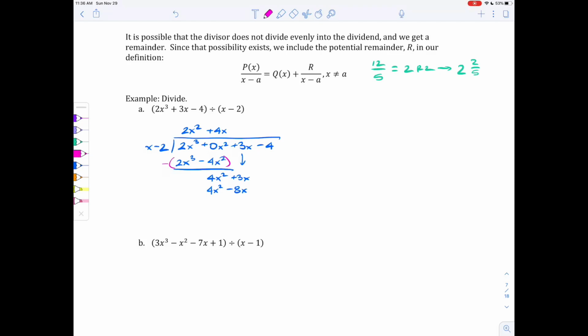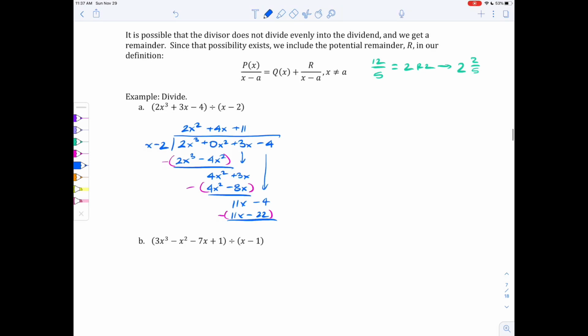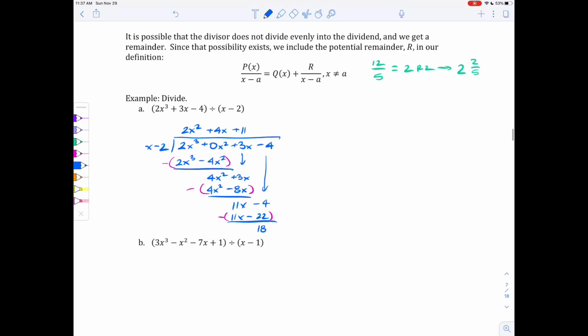I will be subtracting this whole thing, which gets me 11x. Drop that down. 11x divided by x is 11. Multiply that by whatever I have there. I get 11x minus 22. And when I subtract all that, negative 4 minus negative 22 is 18.